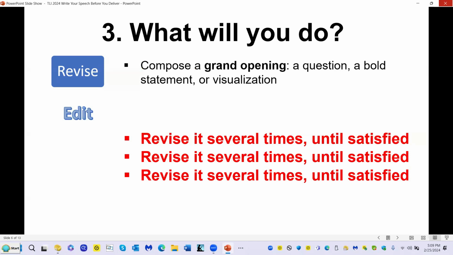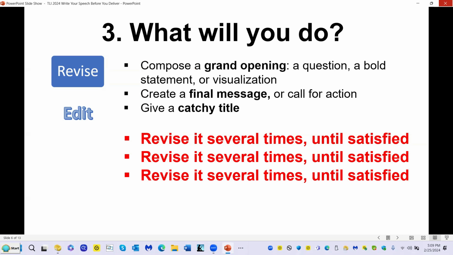You have to compose a grand opening with a question, a bold statement, or some visualization. Be creative. Create a final message, what you can use at the end, or a call to action. Give a catchy title. You don't have to start with the title. It will give itself to you after you have created the grand opening, the final message, and something in between. Then you can give the catchy title. And of course, it's very helpful to refer to resources in the revise and edit phase.